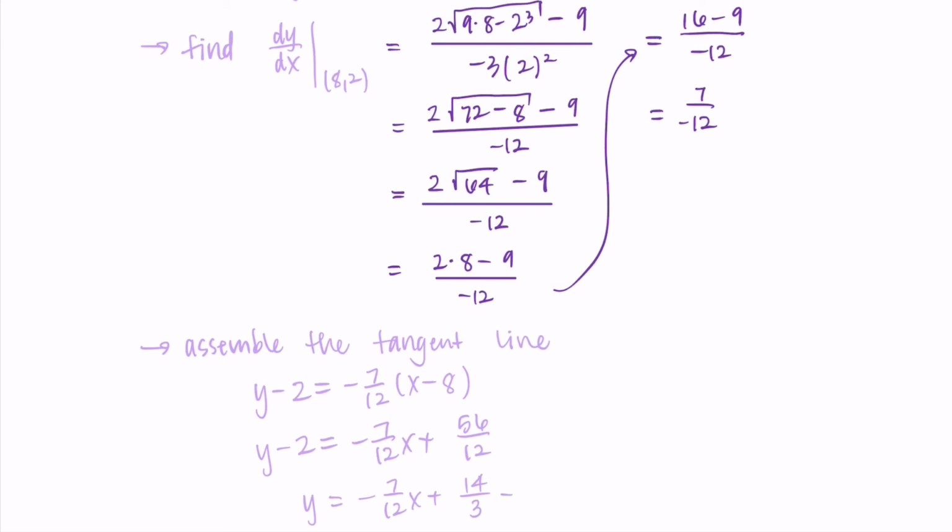I'm going to add 2 to the right-hand side. We can rewrite 2 as 6 over 3 for fraction's sake. And I'm left with my final answer as y equals negative 7/12 x plus 20 over 3. Okay, so that wasn't super pretty, but we made it. We got our equation of the tangent line.